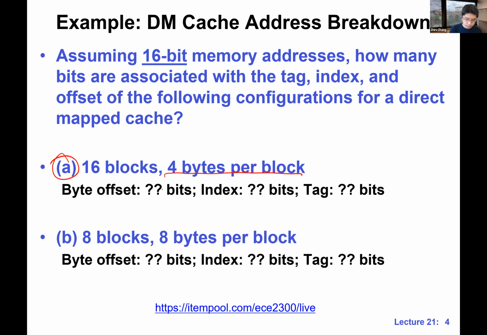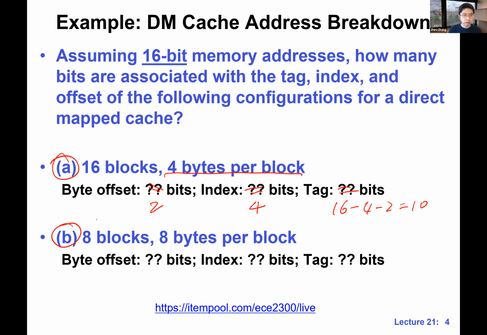Which means how many bits for the byte offset? 2. Two byte offset bits. Very good. Index, what's the use of the index? Index bits are used to address the cache blocks. We have 16 cache blocks, so how many bits do we need for the index? 4. Excellent. Then the rest will be tag. That's basically 16 minus 4 minus 2, which is 10 bits. So this is the first cache configuration.